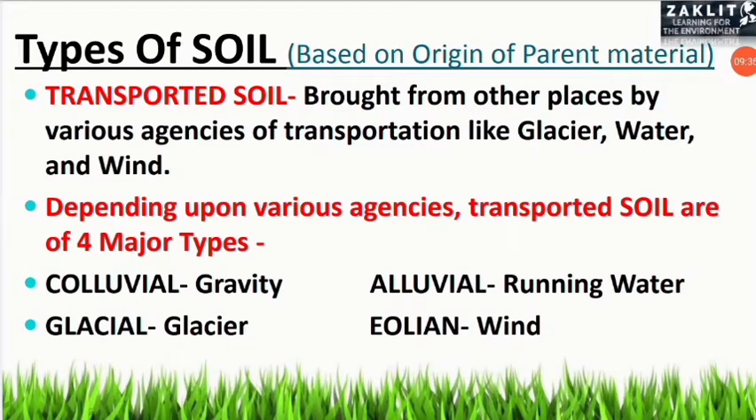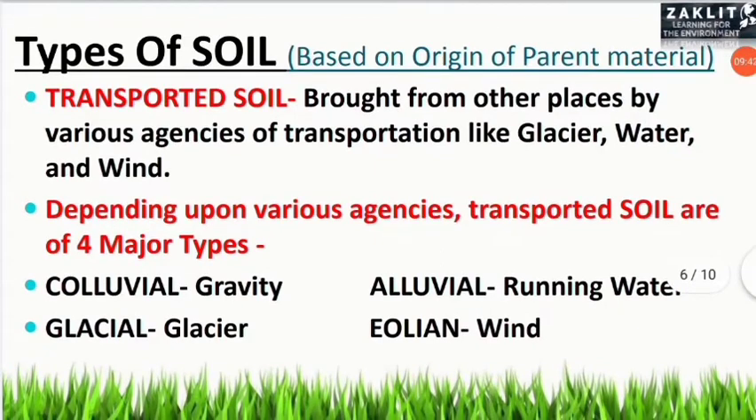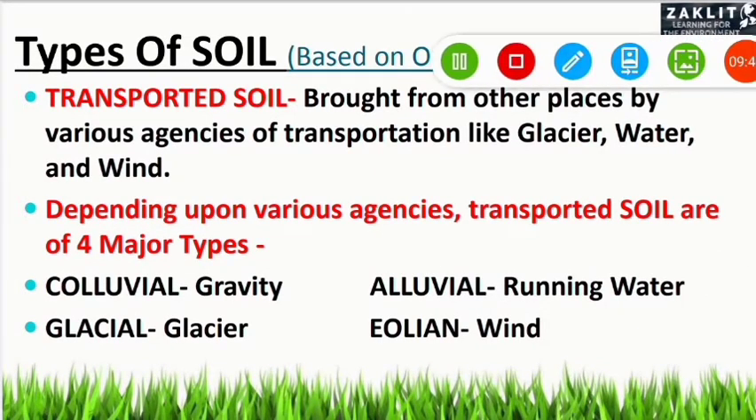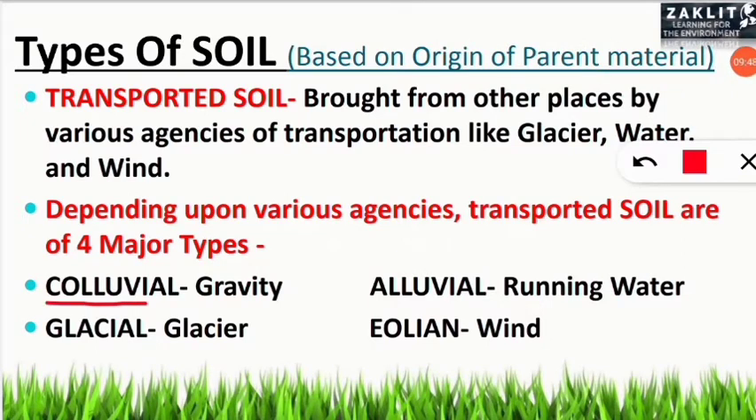Depending upon the various agencies, these transported soils are of four major types. What are they? They are colluvial, alluvial, glacial and aeolian. These are very easy. Colluvial means the soil is transported with the help of gravity. For example, there is a hilltop and the soil is moving down. Why is it moving? It is moving because of the action of gravity. That's why the soil is transported from the upper part of the hill to the lower part.